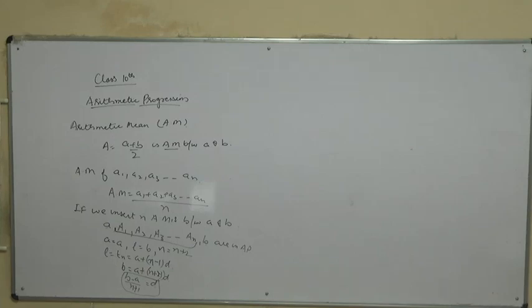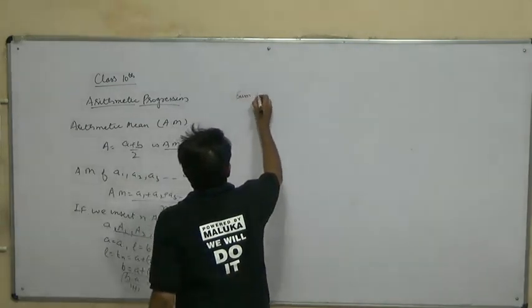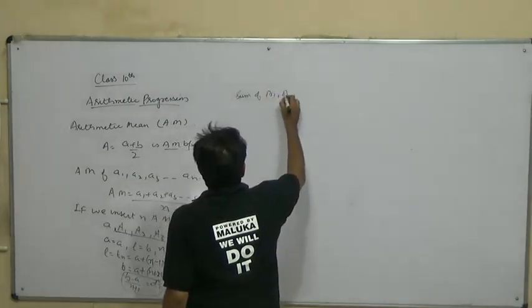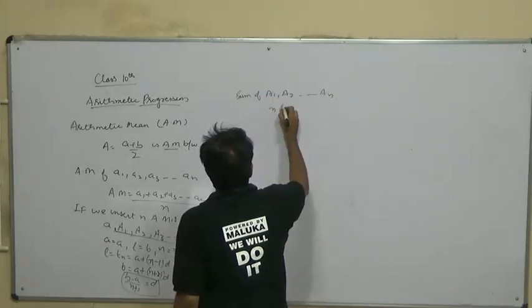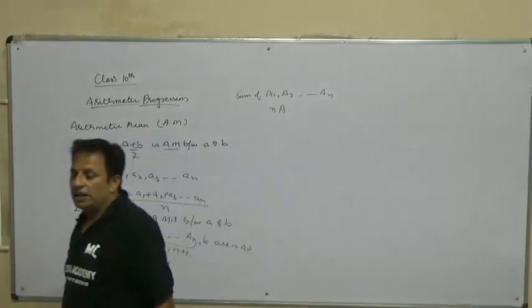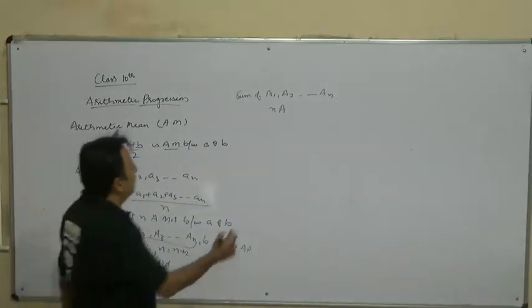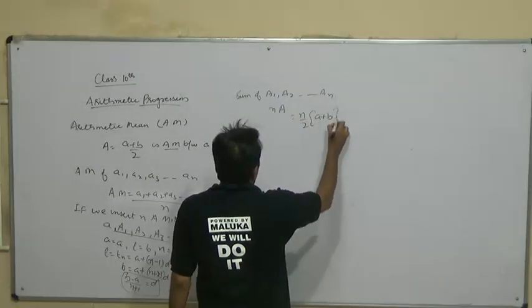Then the sum of n arithmetic means. If you want to find the sum of A1, A2 up to AN, this will be equal to N into A, that is, n into the single arithmetic mean between A and B. That is, this will be equal to n by 2 into (A plus B).